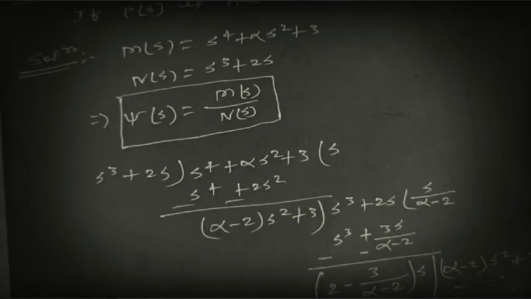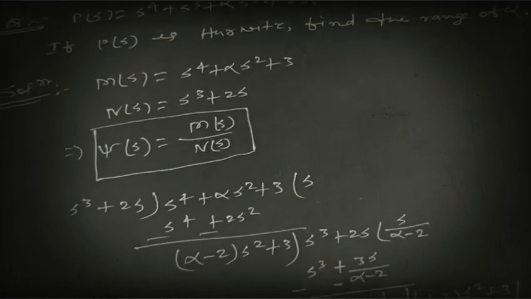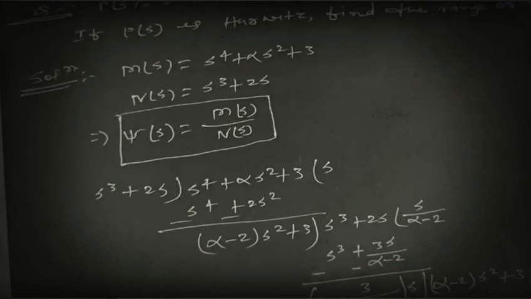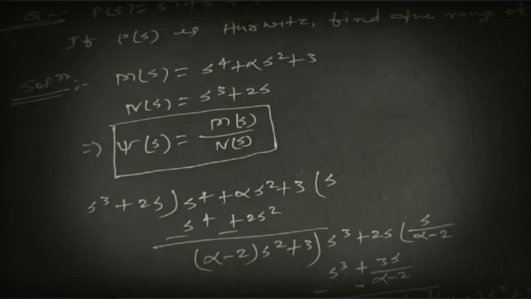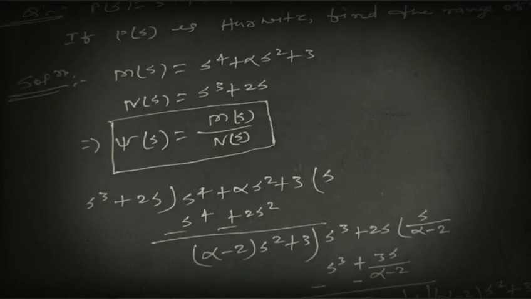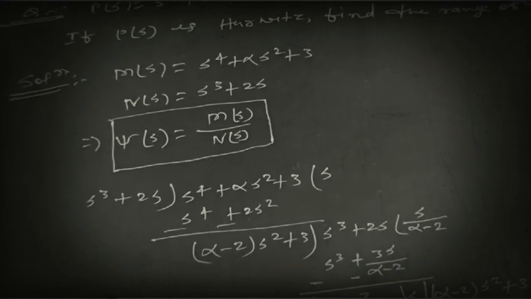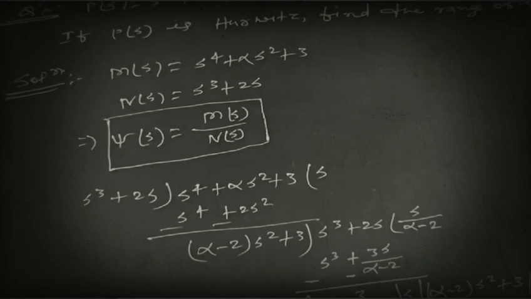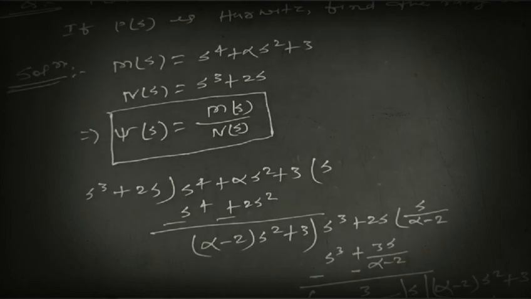So what will you do? Again we'll separate the even parts and odd parts. So we write M(s) = s^4 + αs^2 + 3 and N(s) = s^3 + 2s. So we'll write psi(s) = M(s)/N(s).